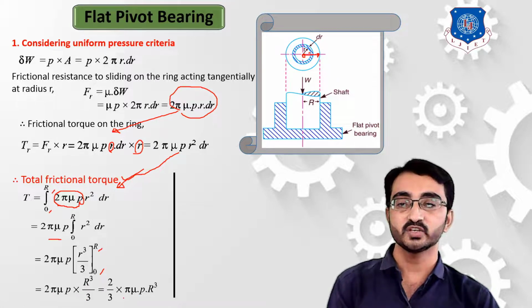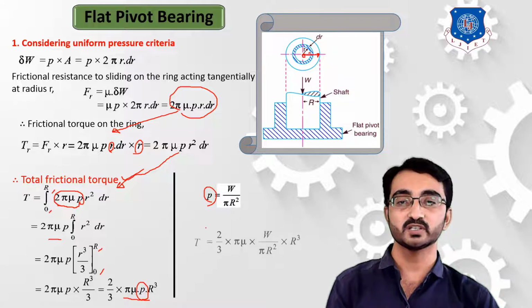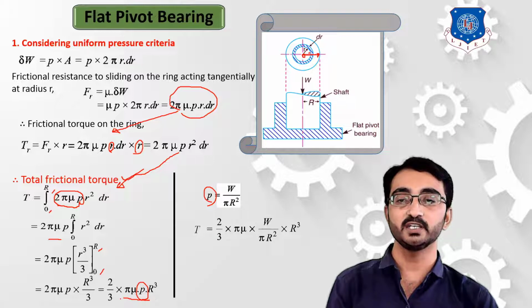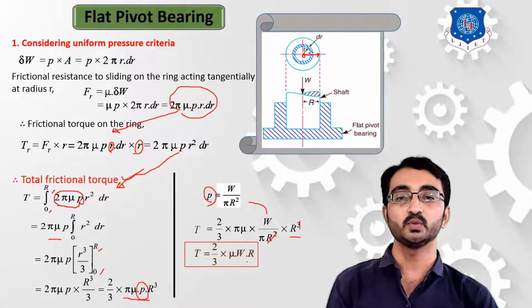Now in this equation we will put the value of pressure. We have derived that pressure is equal to load upon area, that is W upon pi R square. So we put this value of pressure intensity in this equation. Your final equation of torque will become 2 by 3 mu into pi and W upon pi R square over here and the remaining term R cube over here. By cancelling out this R square from the upper and lower side, your final equation will become 2 by 3 mu WR.